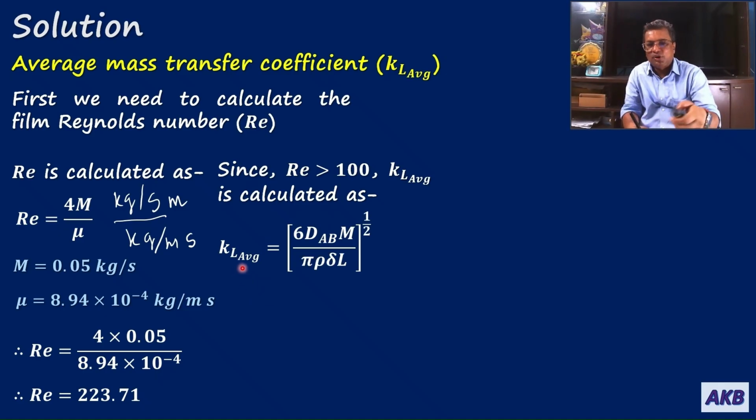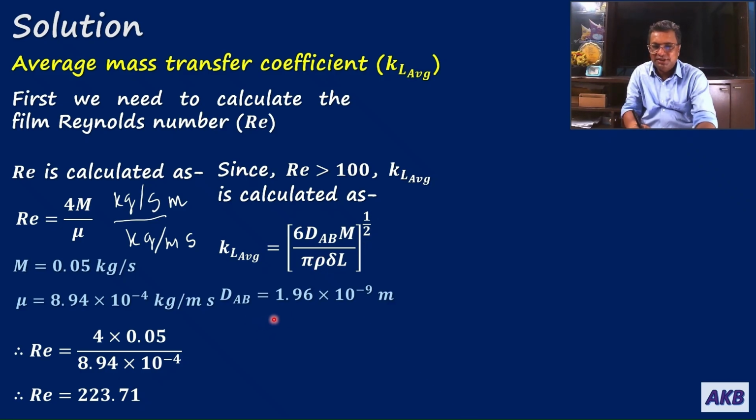I have discussed all this in my previous video. I am giving link to the entire playlist. You please watch it. So KL average, in this case, when Re is greater than 100, it is 6 dAb into m by pi into rho into delta into L raised to 1 by 2.